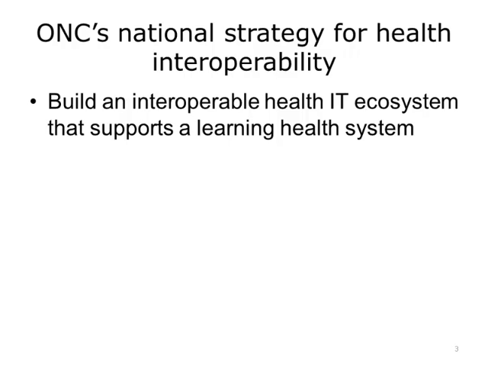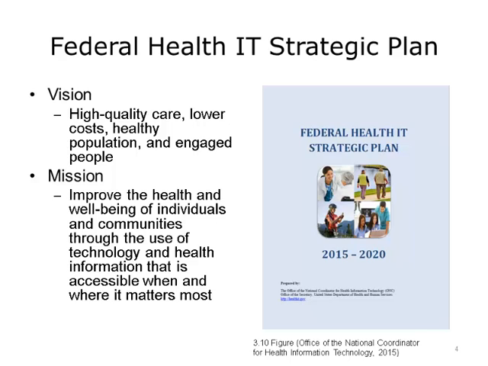ONC's national strategy is to build an interoperable health IT ecosystem that supports a learning health system. Let's look at the importance of this concept as presented in the Federal Health IT Strategic Plan. The Federal Health IT Strategic Plan is a 5-year strategic plan with a vision of high-quality care, lower costs, a healthy population, and engaged people. The mission was to improve the health and well-being of individuals and communities through the use of technology and health information technology that is accessible when and where it matters most.